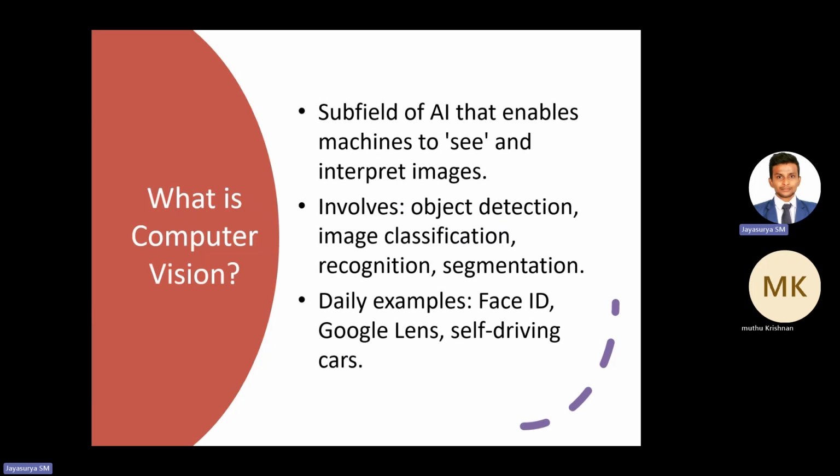So what is computer vision? Computer vision is a subfield of AI that enables machines to see and interpret images, and it involves object detection, image classification, image recognition, and segmentation. Daily examples that we use in our life are face ID scanning, Google Lens on phones, and self-driving cars, which are in the developing stage in the current world. Already we have Tesla, which is a self-driving car.